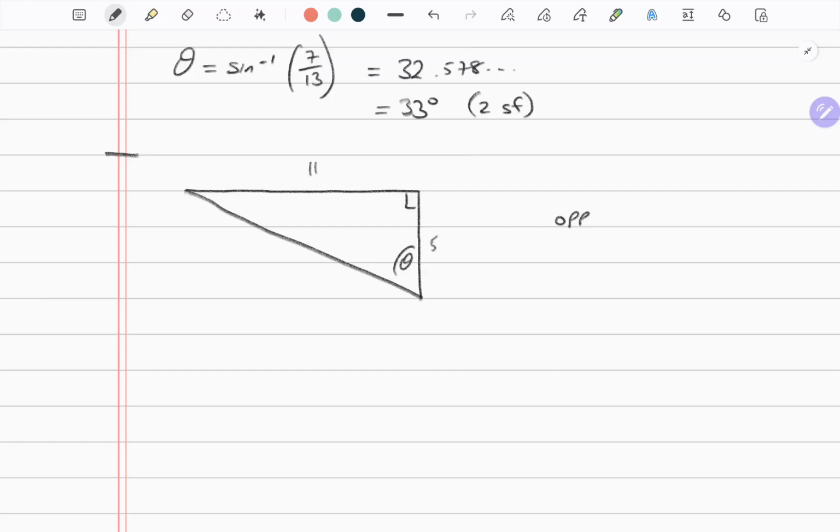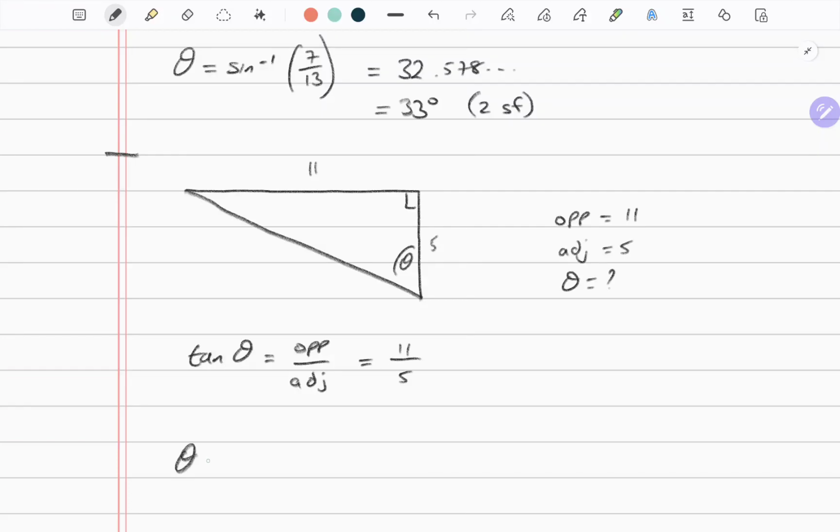So the opposite of the angle is side length 11. The adjacent is side length of 5. And again, we're looking for theta. So we're going to use the trigonometric ratio tan in this case, and if you're not familiar with the trigonometric ratios, then you haven't seen my previous videos, so I do encourage you to go back and watch some of those in the trigonometry playlist, because that will explain that a little bit more. So in this case, we've got tan theta is equal to 11 over 5.